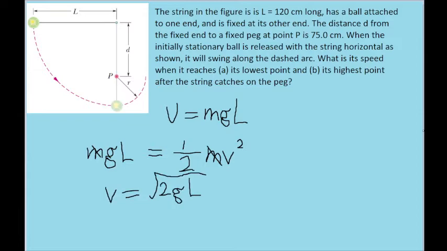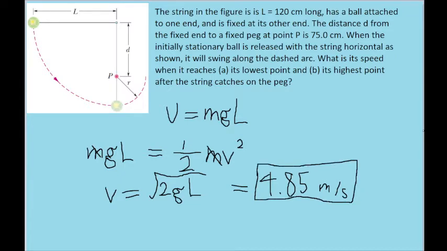Doing this, we find that the speed of the ball at the bottom of its path is equal to the square root of 2 times the acceleration due to gravity times L. And that's all we need to do for part A. You can then just plug the numbers into your calculator using 120 centimeters for L, but be sure to convert that from centimeters to meters so that the units are consistent, as long as you're using 9.8 for g. You should find a speed of 4.85 meters per second.